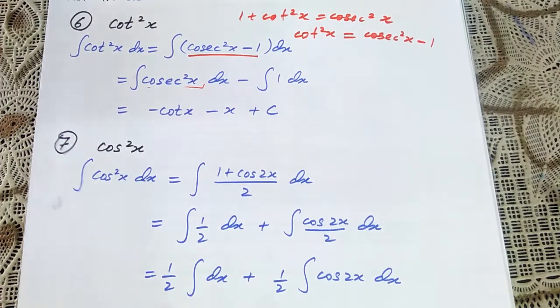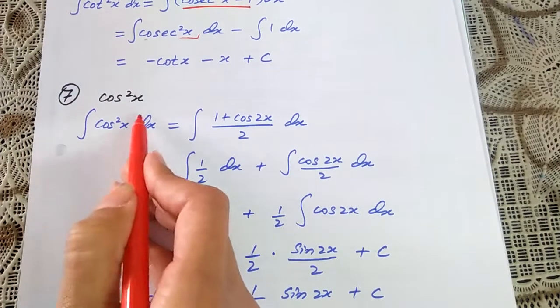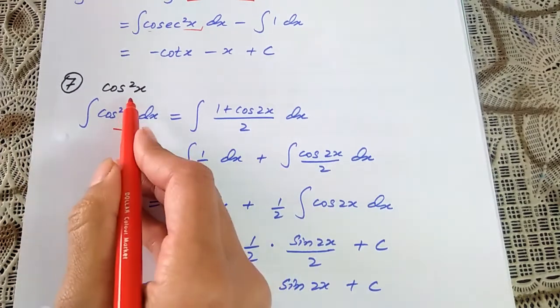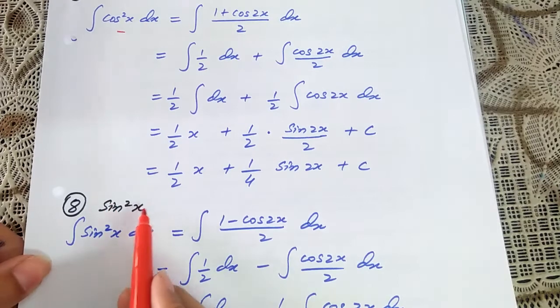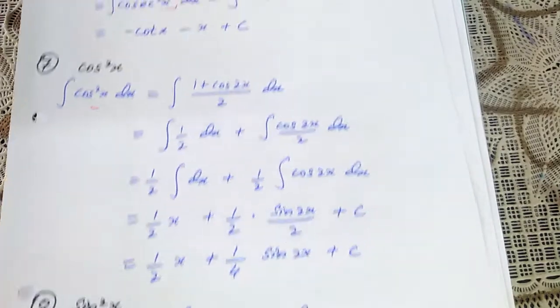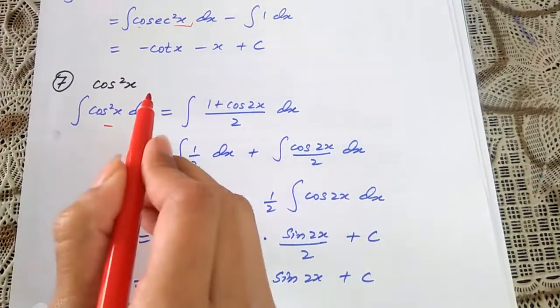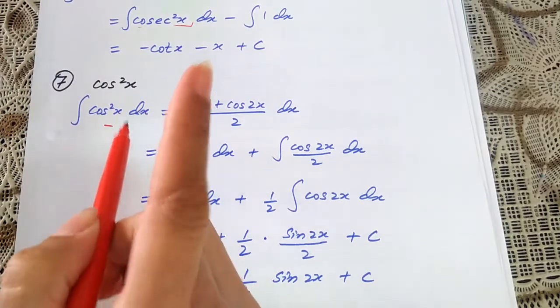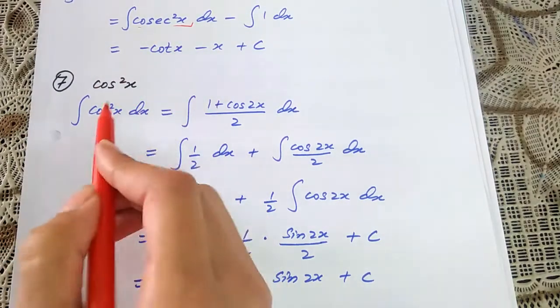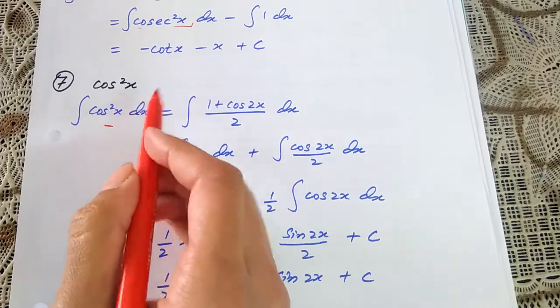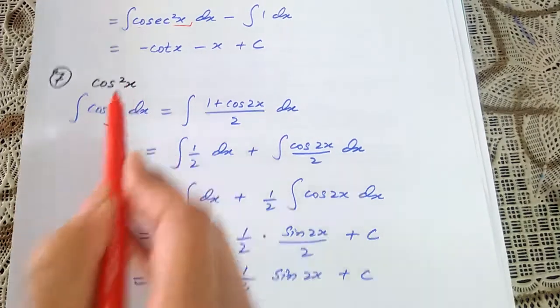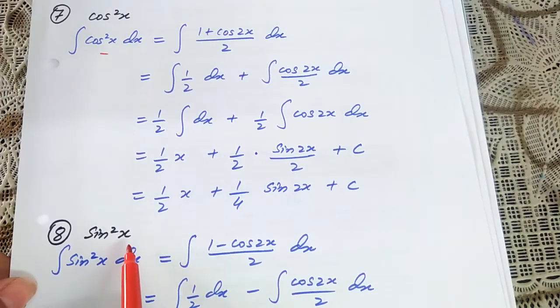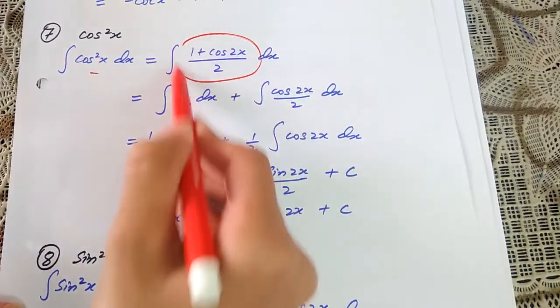Now question number 7 says we have to find out the integration of cos square of x. Again, cos square of x and sin square of x have no direct integration formula. So always keep it in your mind, whether we are doing the integration by parts or the simple integration, whenever we have cos square of x or sin square of x in our integral, always use this formula.